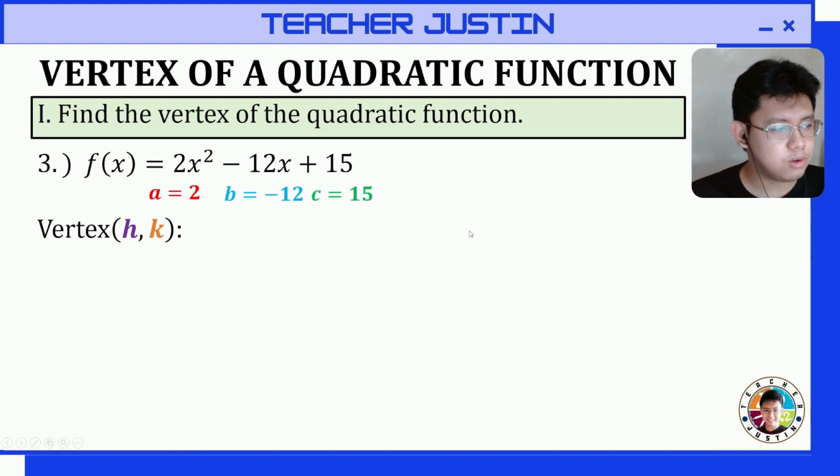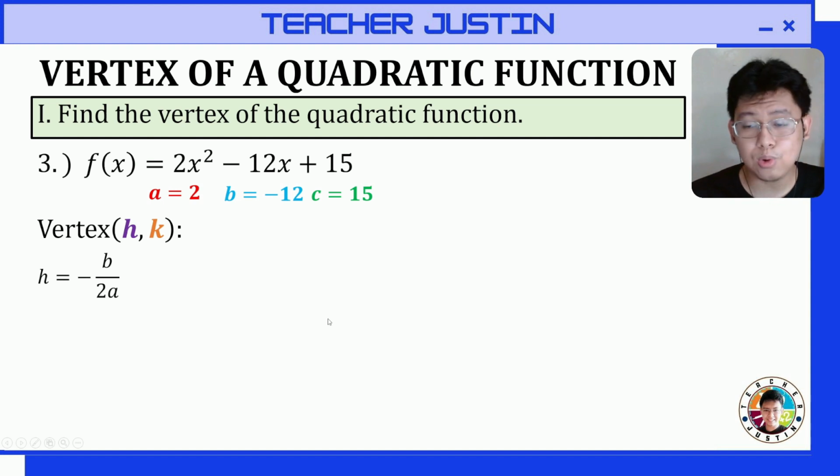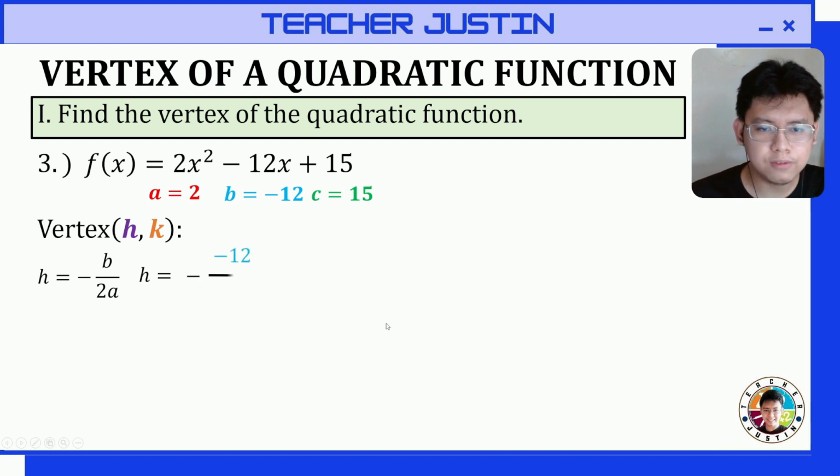Now, since nakuha na natin yung values ni a, b, and c, we can now solve for the value of h and k. So, yung h natin is the x-coordinate of our vertex. Meron siyang formula na negative b over 2a. Now, substitute natin yung value ni b and a. So, we have h is equal to negative 12 over 2 times 2. Tapos, simplify natin. H is equal to negative times negative. We will have positive 12.